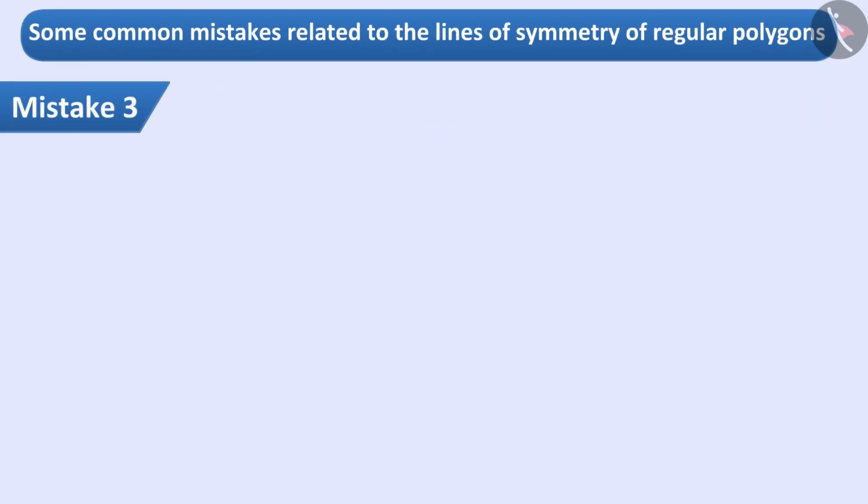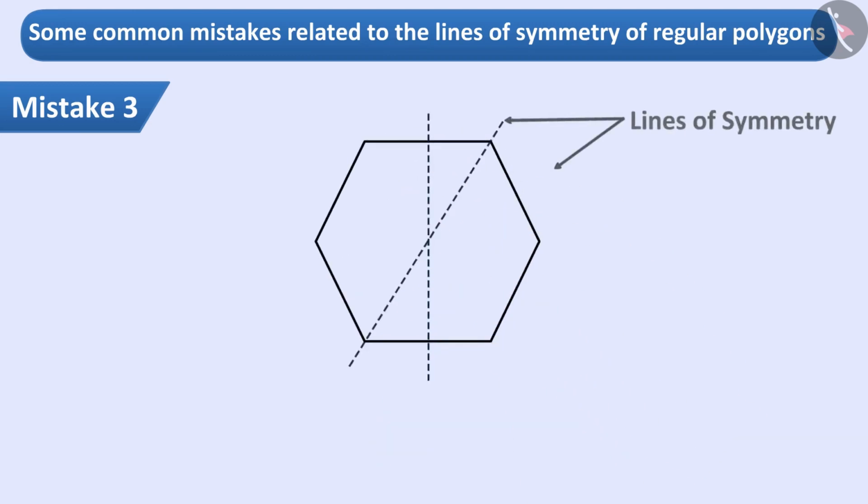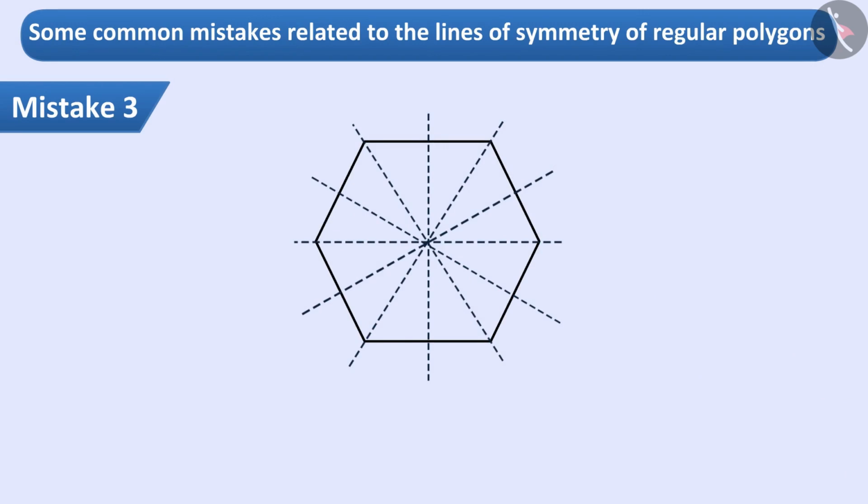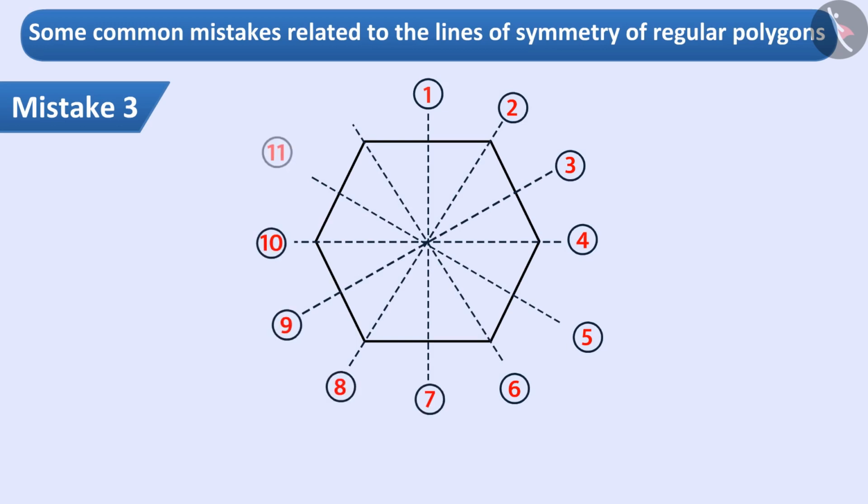Mistake 3. Some children draw lines of symmetry correctly in a shape, but when they count them, they count each line twice by mistake. Like here, they get 12 lines of symmetry, where actually lines of symmetry are 6. In this way, they get twice the number of lines of symmetry than the actual number.